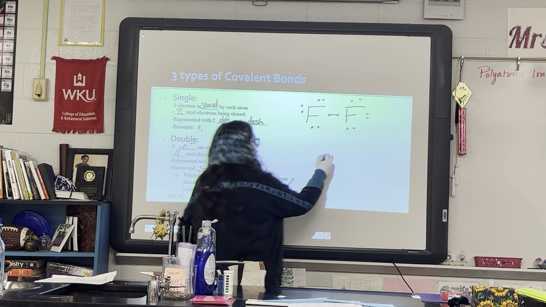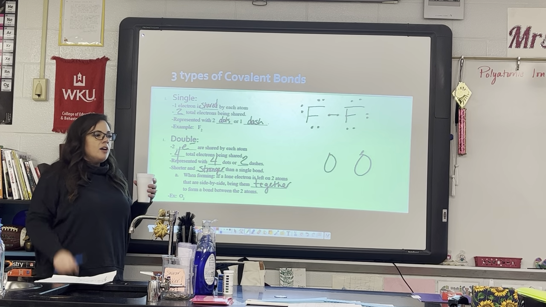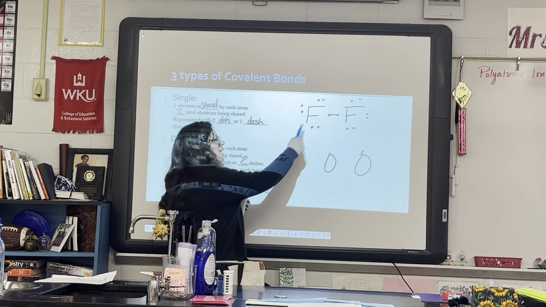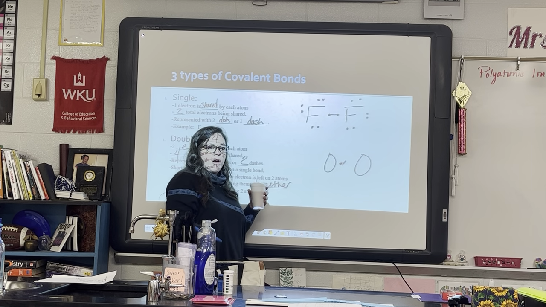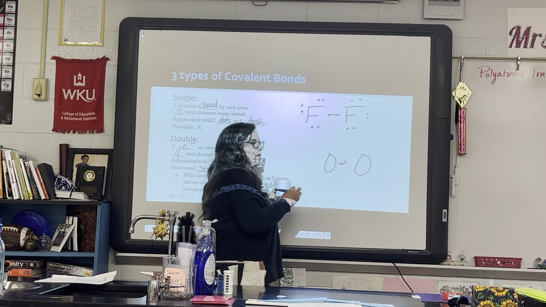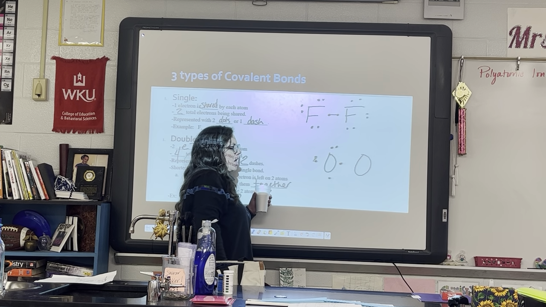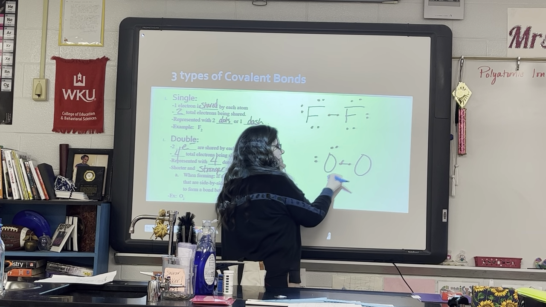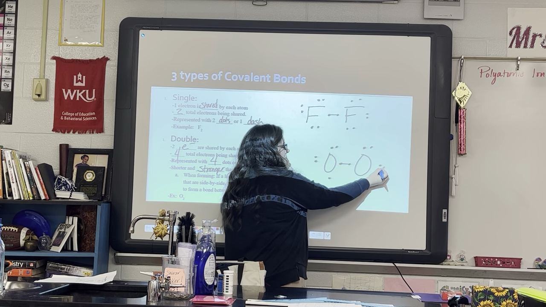Like with those oxygens, I did it really fast before, so let's do it slower this time. Oxygen's in group 16. How many valence electrons? 6. So just like up here, we only start with 1 in the center because that's where we intend on making our bond. Then we put the rest on the outside: 1, 2, 3, 4, 5, 6. Now I mirror the same thing for the other side. So 1 in the middle, and I'm going to go ahead and make that bond. 2, 3, 4, 5, 6.